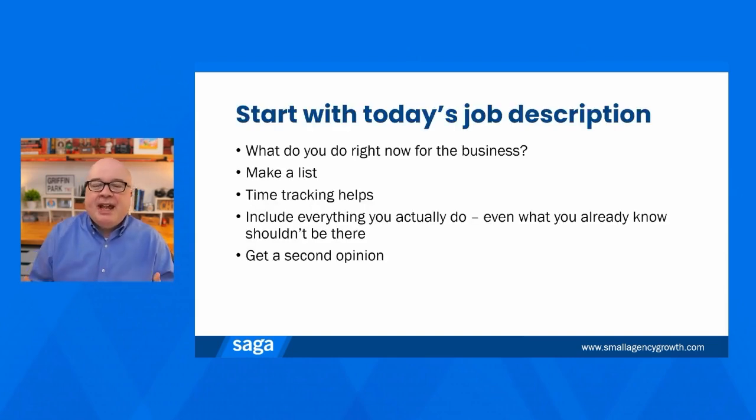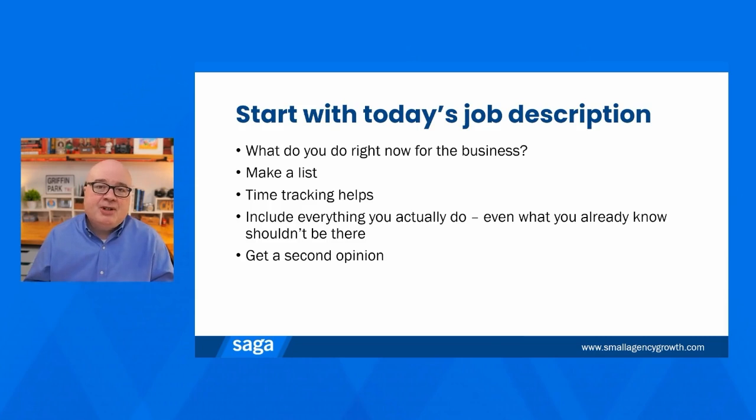But it's more than that. You need to figure out what goes into it. And I sort of suggest a two-stage approach, which is first, write the job description as it is today, and then write the job description as you want it to be. But let's start with today. How do you put together a job description that even describes what you're doing today?